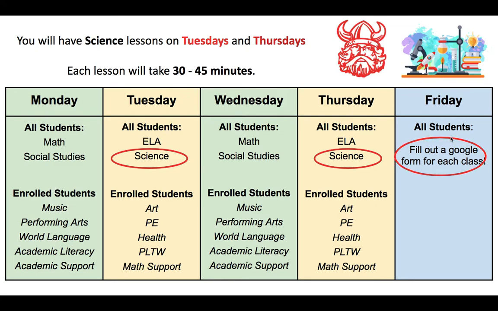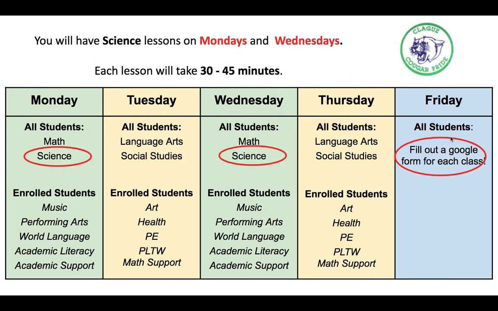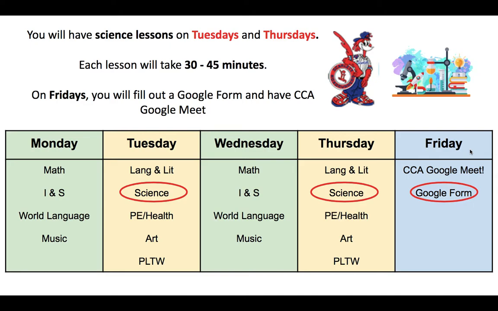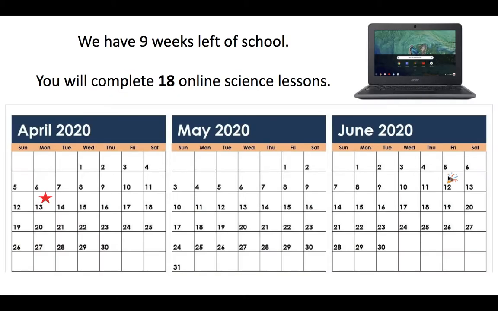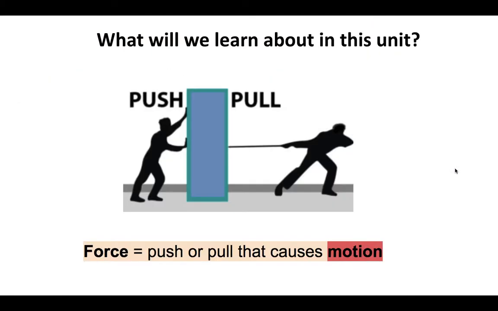Remember, you have a Google form on Friday. If you go to Clegg, you will have science on Mondays and Wednesdays, Google form on Friday. If you go to Scarlett, you will have science on Tuesdays and Thursdays, Google form on Friday. We have 9 weeks left of school and 2 lessons a week, so that's 18 online lessons before June 12th.